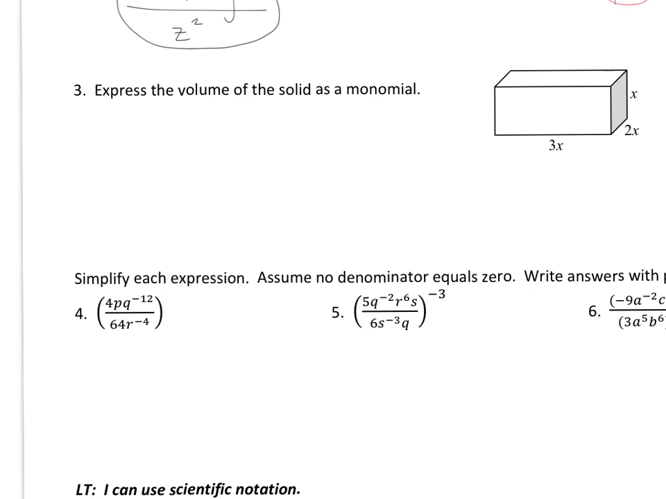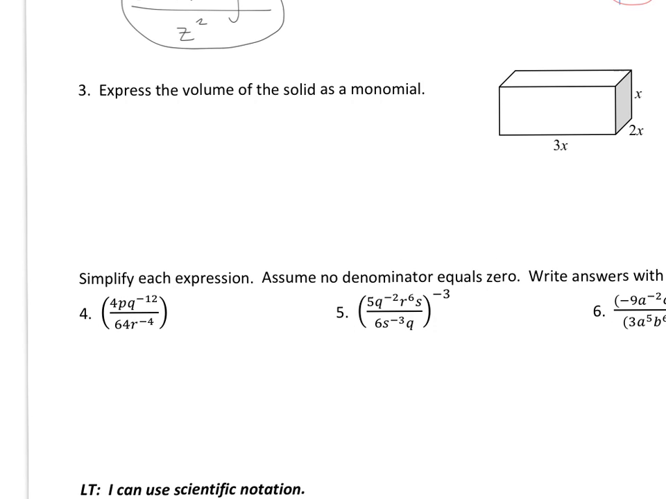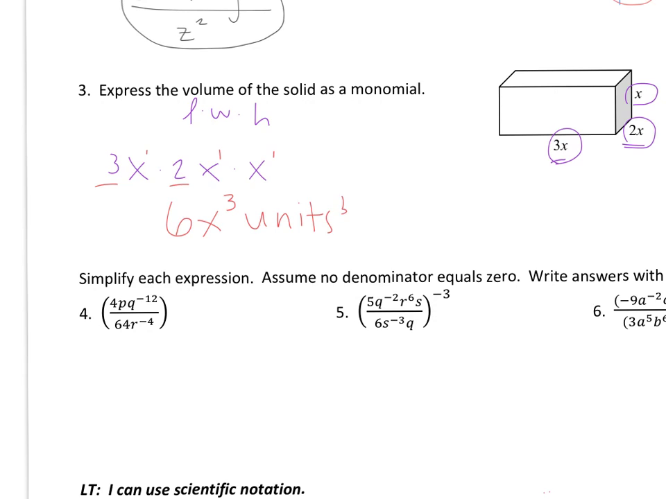Number 3 says express the volume of the solid as a monomial. So if we think about volume, volume is length times width times height. So I know my length, my width, and my height over here. Actually, I'll circle them all, and I'm just going to go ahead and multiply. So 3x times 2x times x, and I'm going to combine my coefficients to give me 6. Combine my x's: x to the first, x to the first, and x to the first gives me x to the third. Since I did find volume, I could label here units cubed. Final answer.